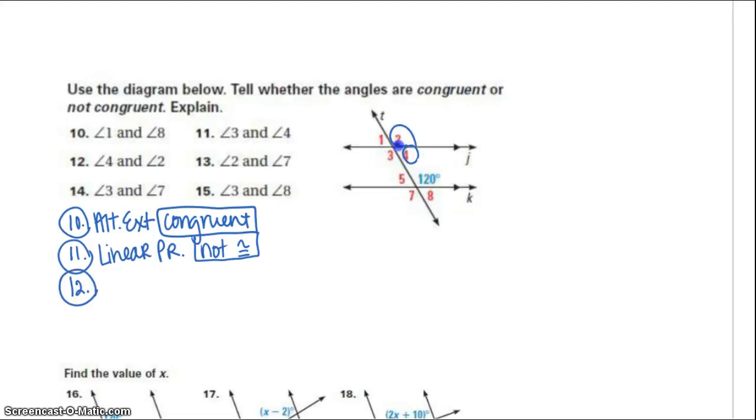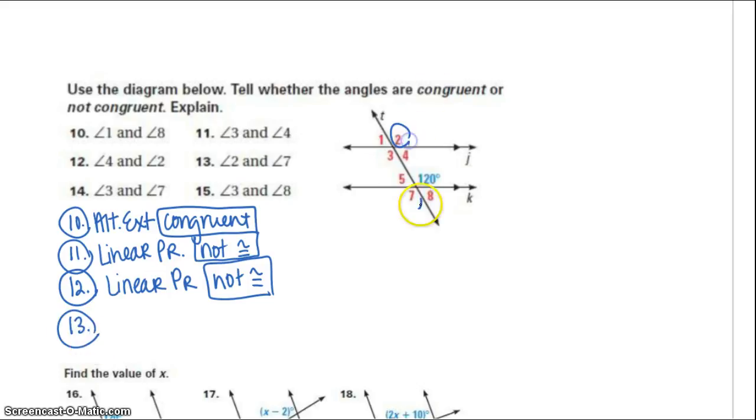Let's do number 12. 4 and 2. What kind of angles? Ooh, watch out. A little bit more linear pair. And we already talked about that they are not congruent. Not congruent. They're supplementary. They're 180. All right, so let's do number 13.